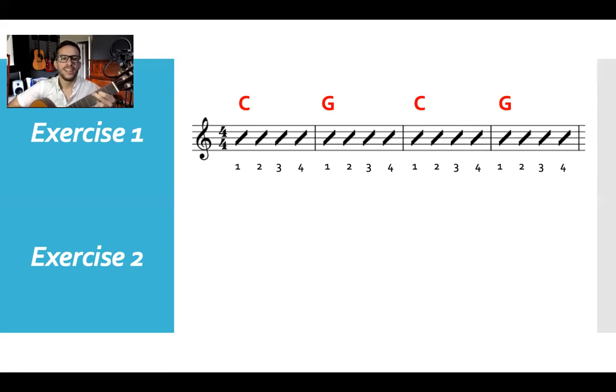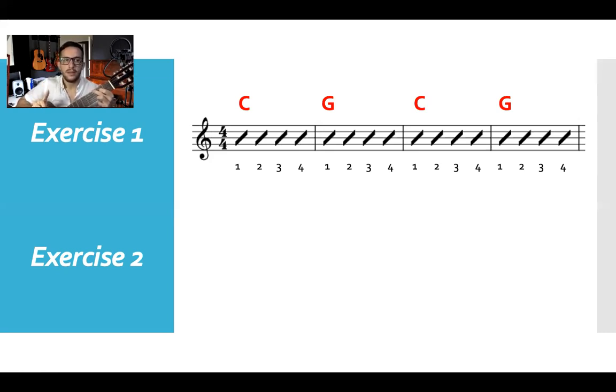1, 2, 3, and 4. Now, if it's too difficult for you to change quickly from one chord to the other, what you can do, it's a little bit of a cheat, but you can. On the fourth beat of every bar, this hand, you can take it out and start changing it so that you can land on the other chord on the first beat of the next bar.